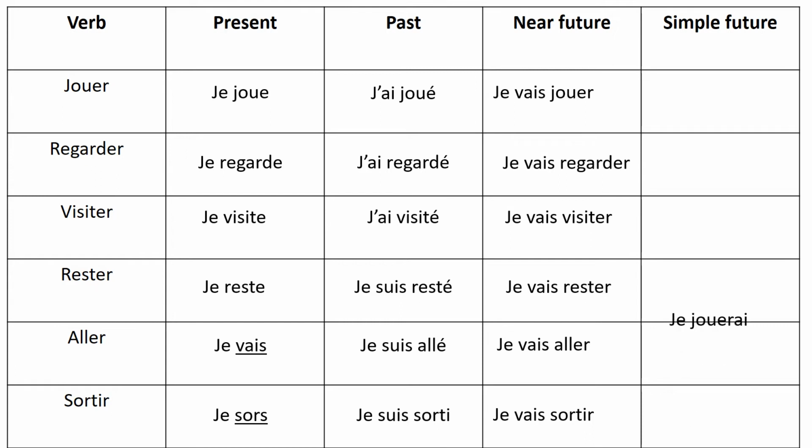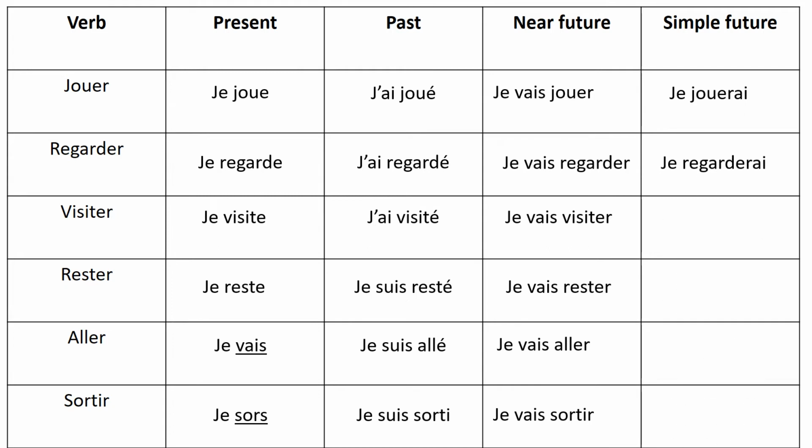So for the first verb, jouer, je jouerai. So the AI on the end of that verb there is the bit that means will, because what we're saying is, I will play. The AI translates the English word for will, I will play, as opposed to the one before it, je vais jouer, I am going to play.